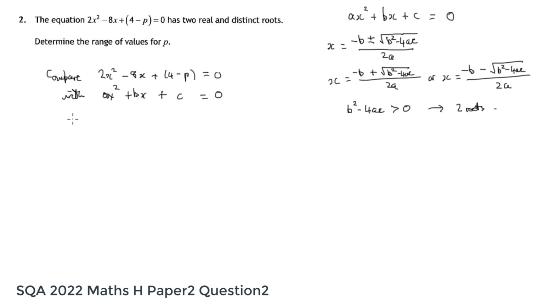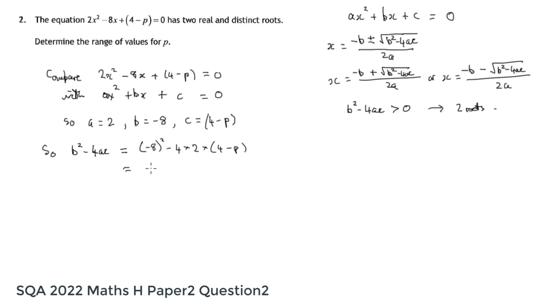And we can see that a is 2, b is negative 8, and c will be 4 minus p. So let's now look at the discriminant, because this is the crucial expression. So b squared minus 4ac will be negative 8 squared minus 4 times a, which is 2, times c, which is 4 minus p.